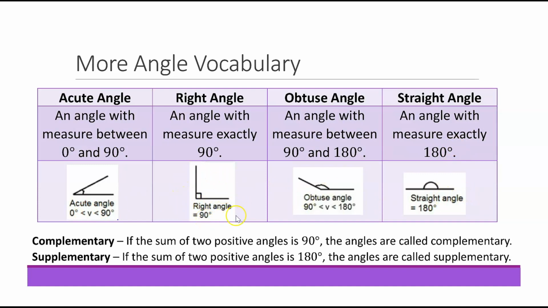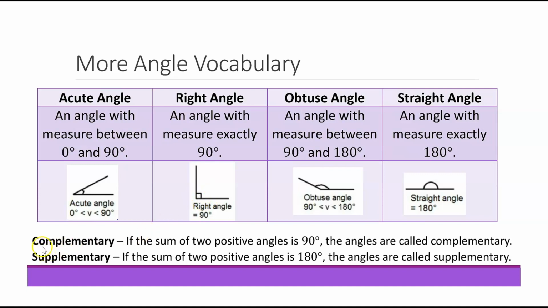I want to pay quick attention to a right angle. We see that a right angle has a little square in the bottom corner to indicate that it is a right angle, and that must be there. We can't just assume we have a right angle. When we look at it, if it looks like one, we have to see the little square.